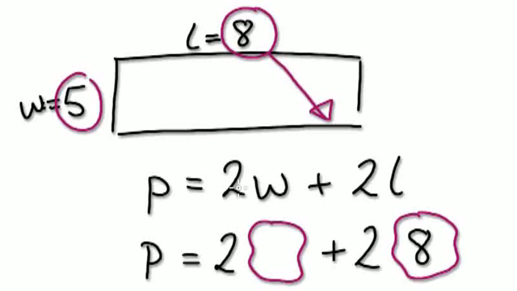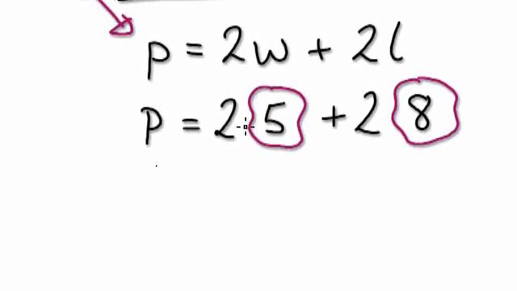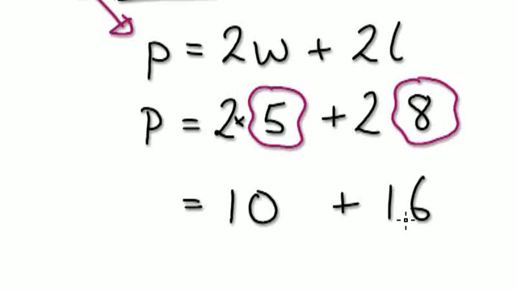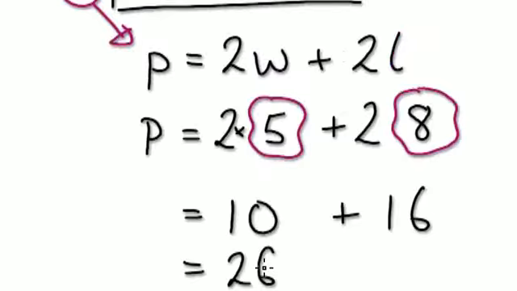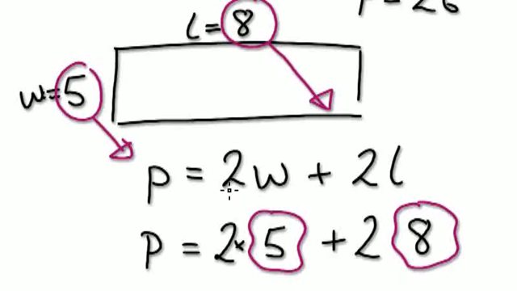Remember this is 2 times W. Well, W is 5, so put the 5 into here. When two things are next to each other, it basically means times. So this bit here will be 10, and then this bit here will be 16. So the perimeter is 26. So if you go back to here, then you can write P equals 26.